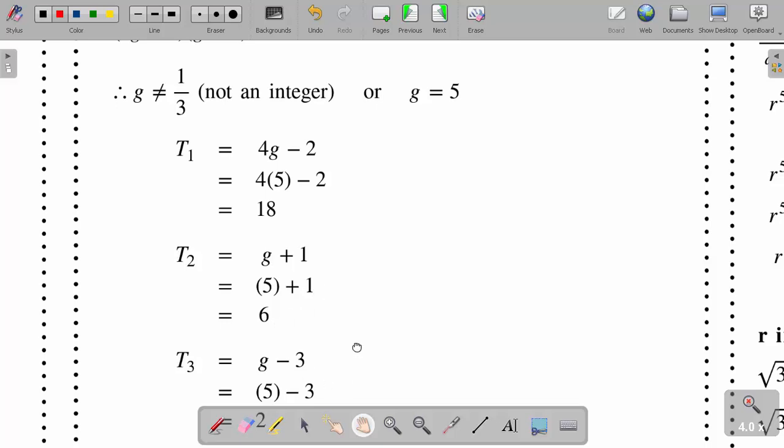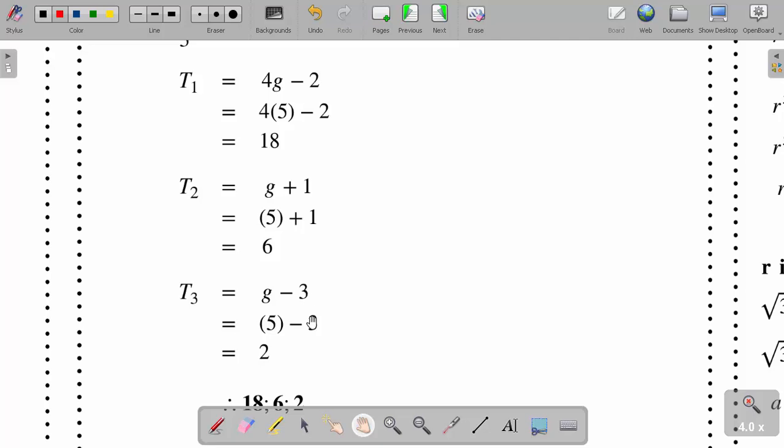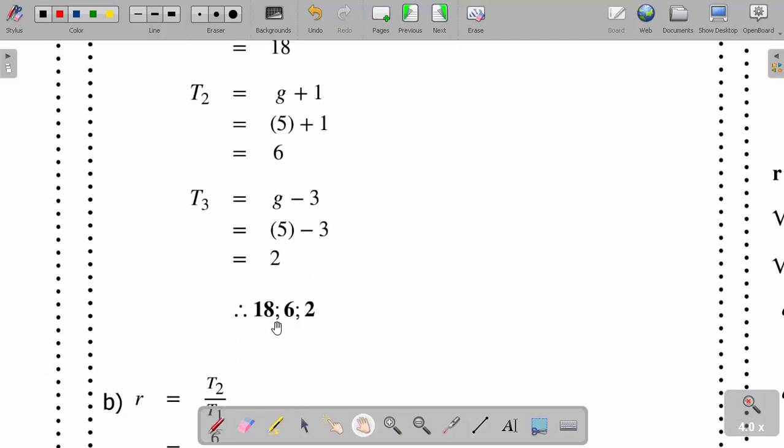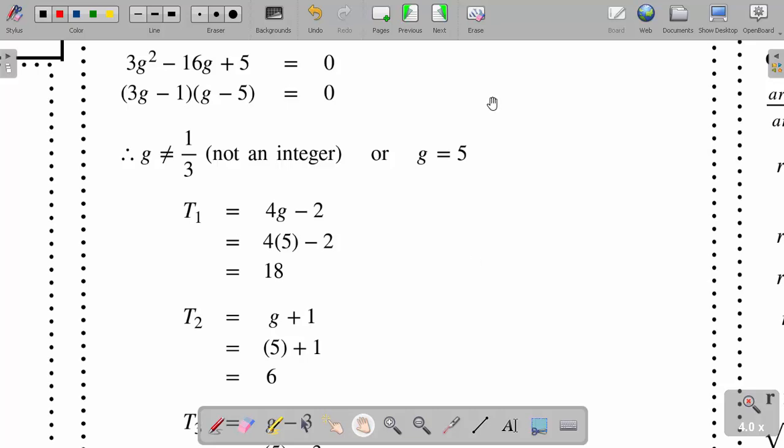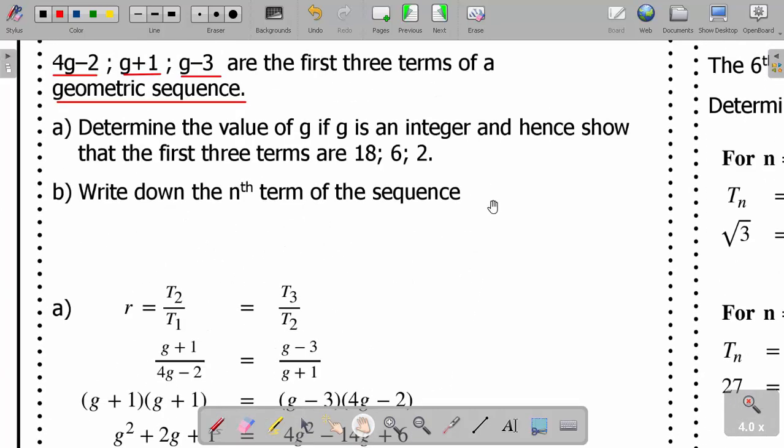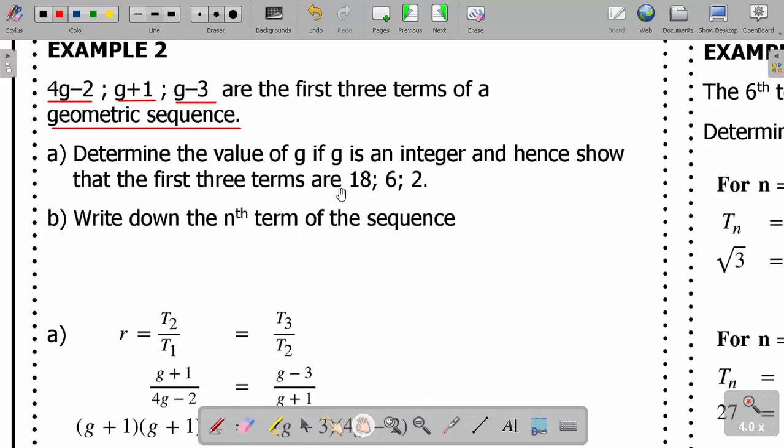And then my t2 equals 5 plus 1, which is 6. What about t3? It is g minus 3, which is 2. So it means my sequence is 18, 6, and then 2. That's what they wanted. Okay, let's check it one more time. They said that these are the first 3 terms of a geometric sequence, and to determine the value of g if g is an integer. So because a third is just a fraction, we don't take it. That's why we left it.